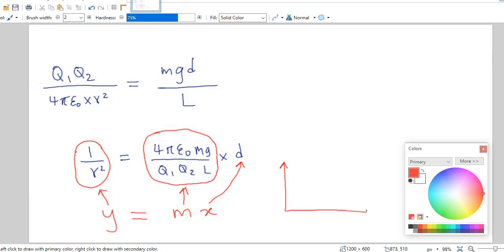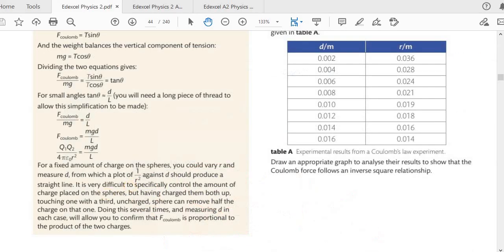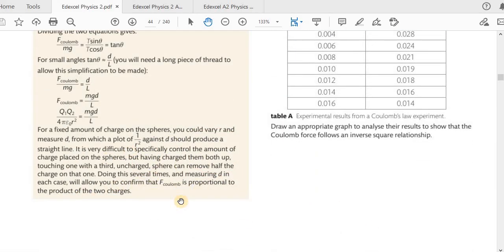Now you know what the graph of y equals mx looks like. It's a straight line passing through the origin, which shows that one quantity should be proportional to the other. So here we have 1 over r squared on the y-axis, and then d on the x-axis. The gradient of this is what we have here. So that is what you need to know.